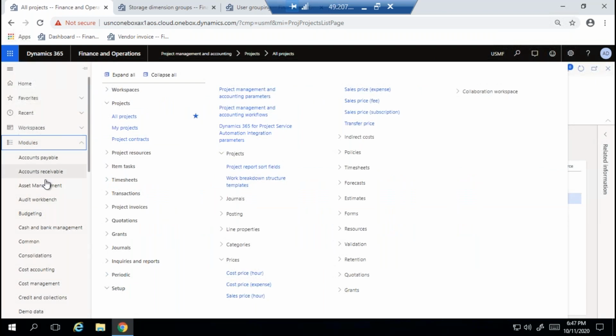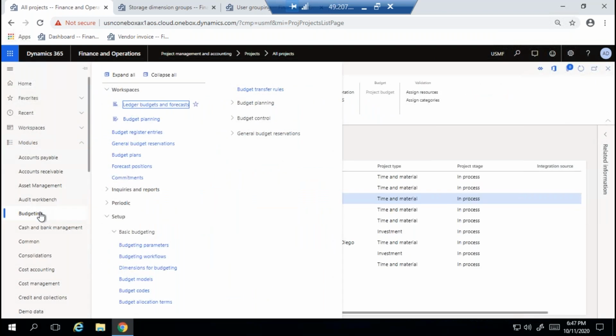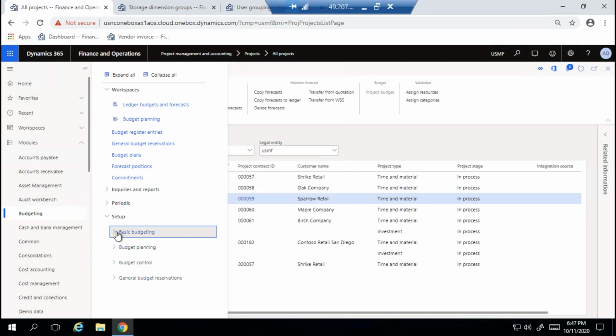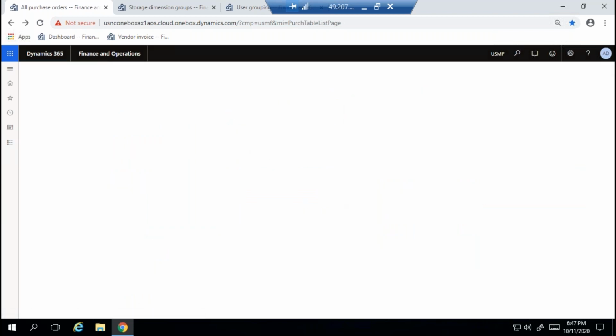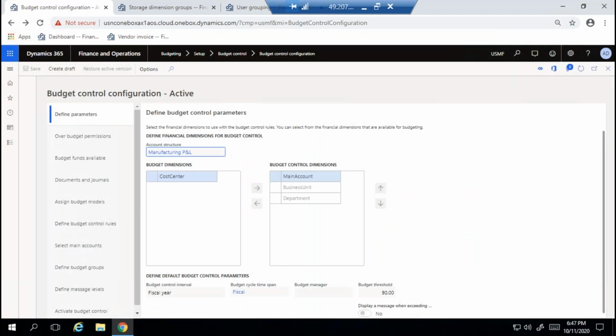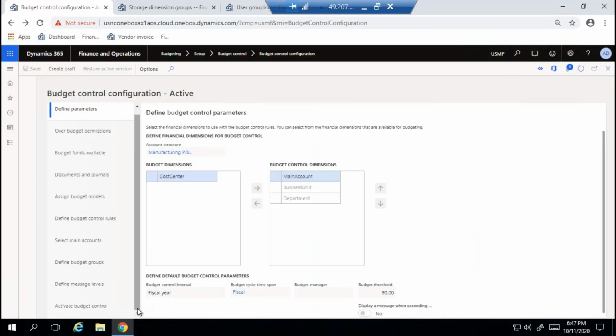Now we are discussing budgeting, our regular budgeting module. In this budgeting, the most important thing is budget control configuration. Budget control configuration is the most important setup. This is budget for the entire legal entity. This is for all ledger accounts, all ledger accounts with financial dimensions.